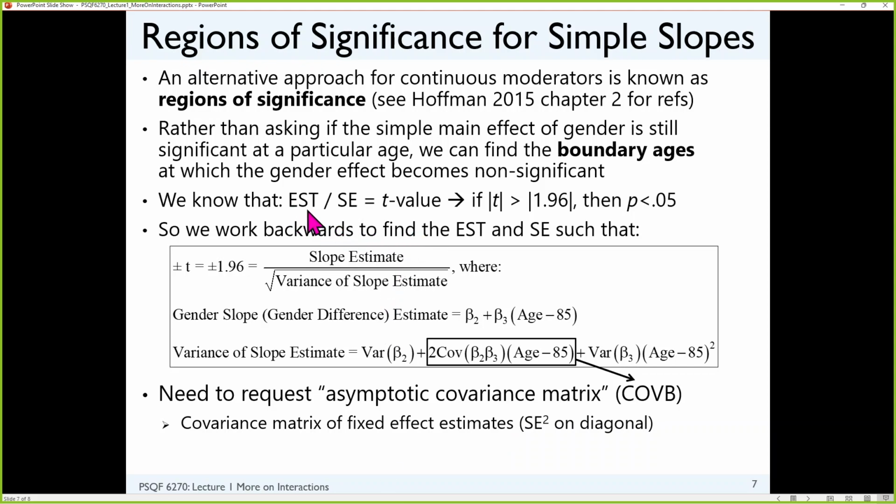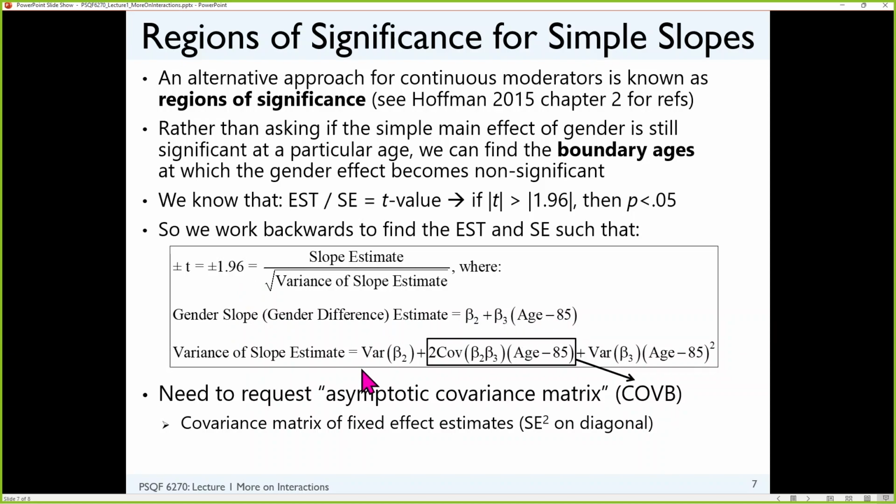So if we know the estimate for a slope, and divide that estimate by the standard error, we know the t-value, and we know that significance starts, if we're ignoring degrees of freedom, with a t that's greater than 1.96 or less than negative 1.96. We know that. So we work backwards to rearrange the formula to find what value we need to make t hit this cutoff.